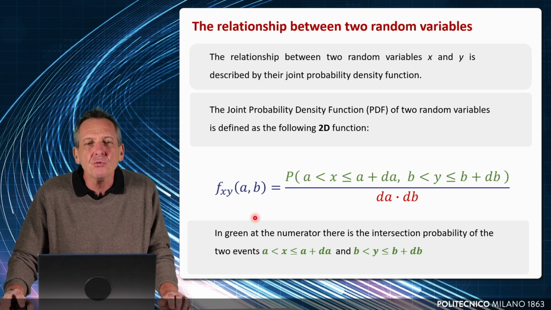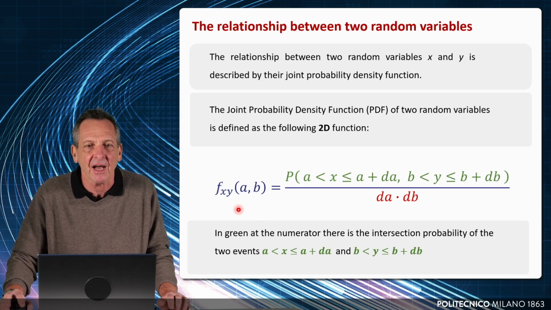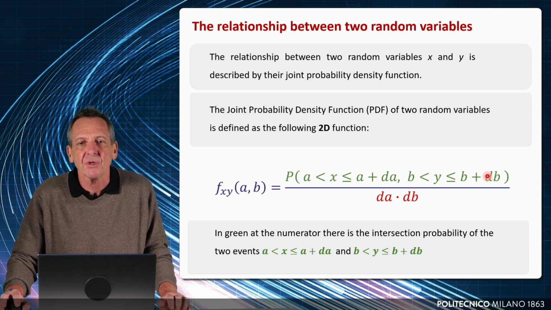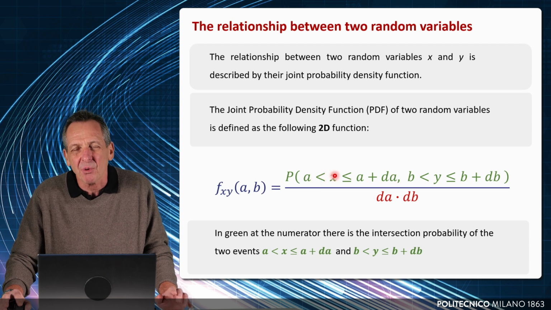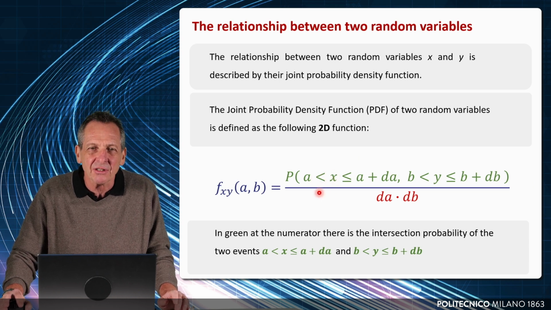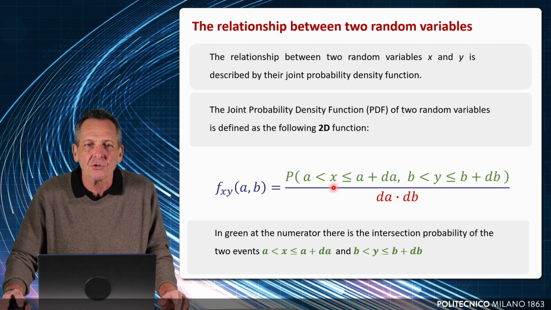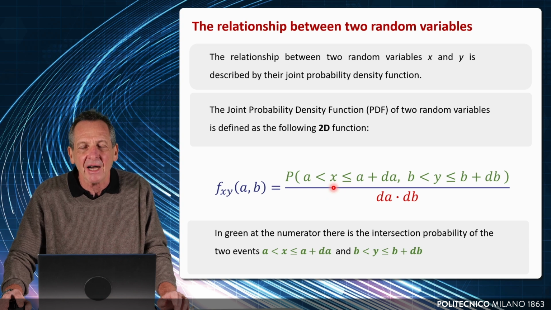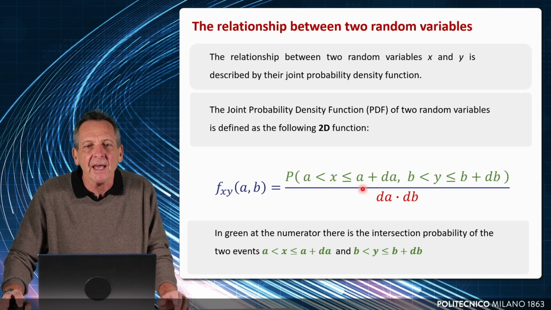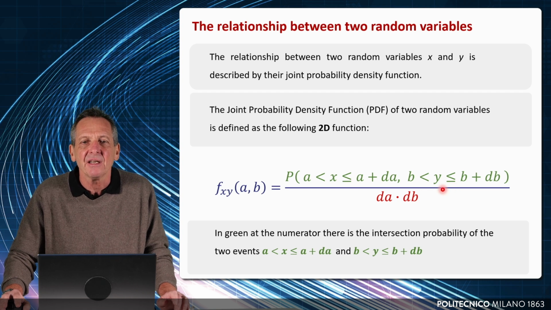It is a two-dimensional function of a and b, and it is the ratio between this joint probability, the probability of the intersection of these two events. The first one is the random variable x between a and a plus da, and the second event is the random variable y between b and b plus db.